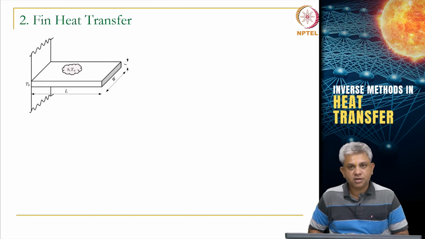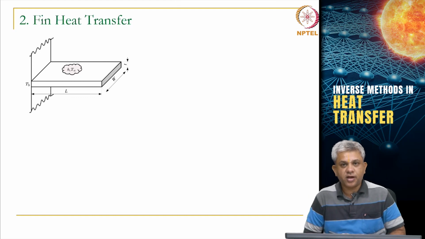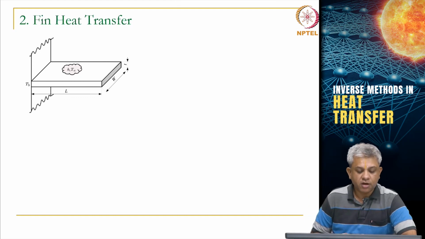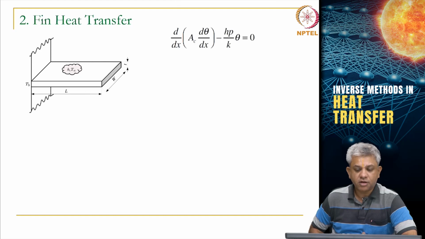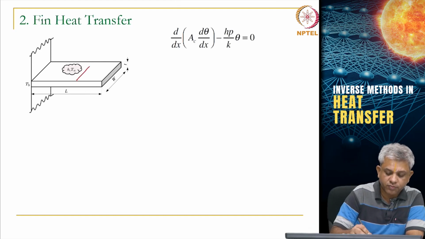You would have seen this. A typical fin need not always have uniform cross section. In this case, we have chosen a fin with a cross section which is a rectangle. But let us say you have a general fin. You would be familiar with the equation based on balancing energy. So, let us say you would have seen this kind of derivation once again.